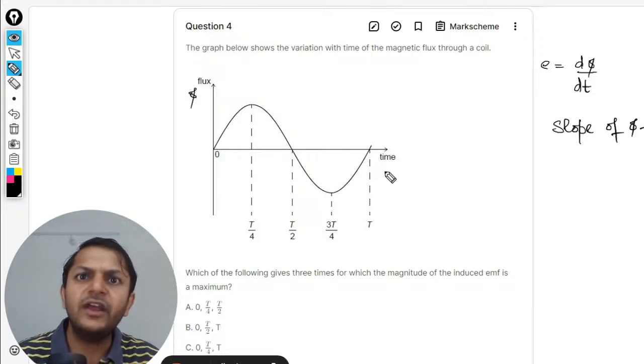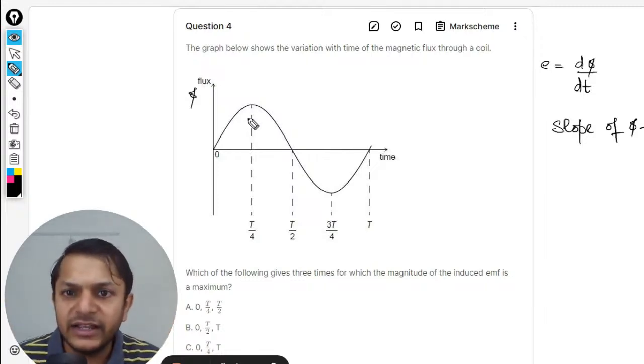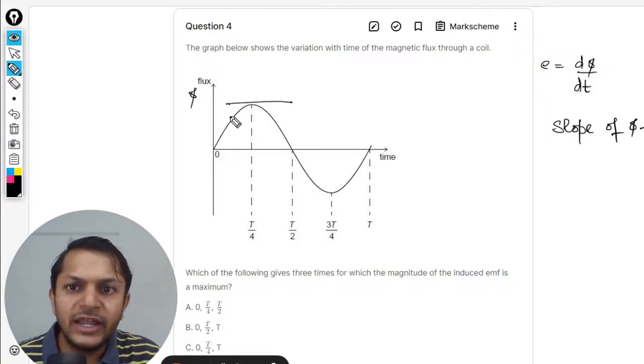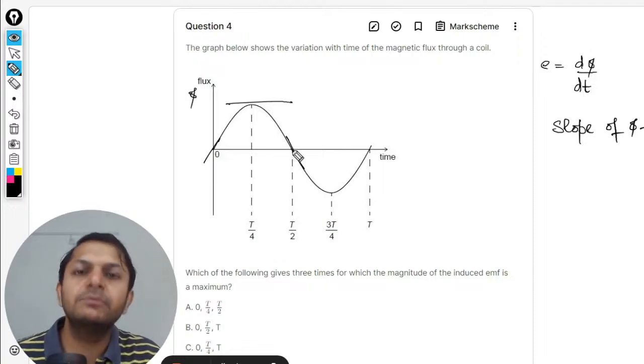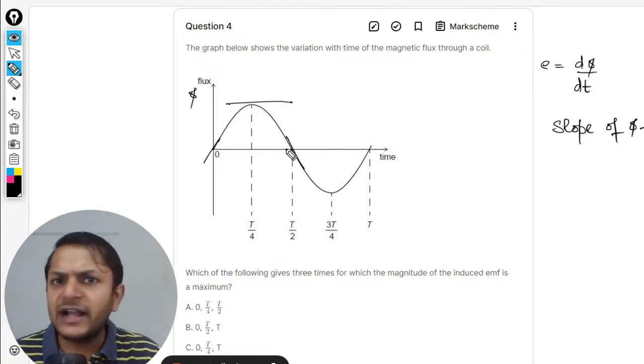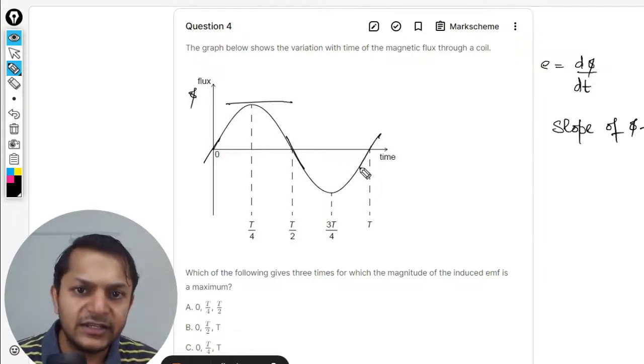So you have to see where the slope is maximum, the induced EMF will be maximum. Clearly, here the slope is 0, it becomes maximum only at 0. And then here it is maximum. Yes, it is in the negative sense, but negative, we do not care about that because we are only concerned with the magnitudes.